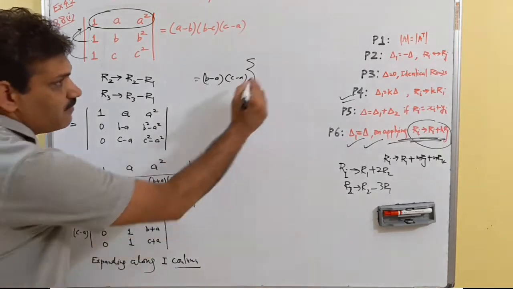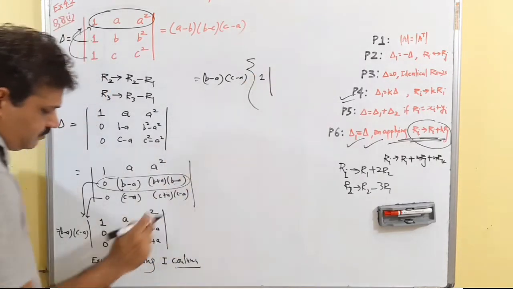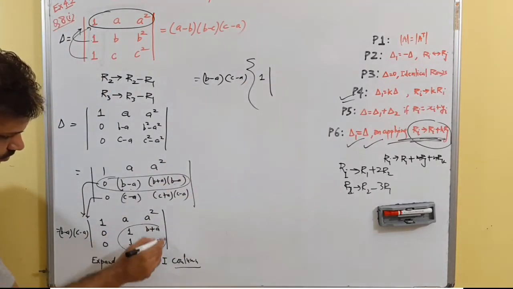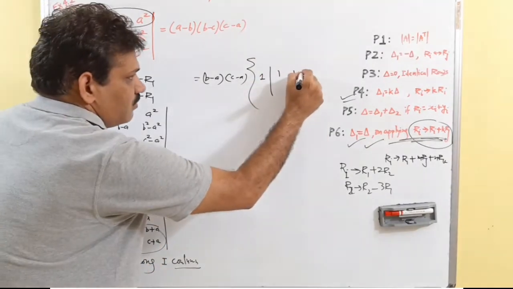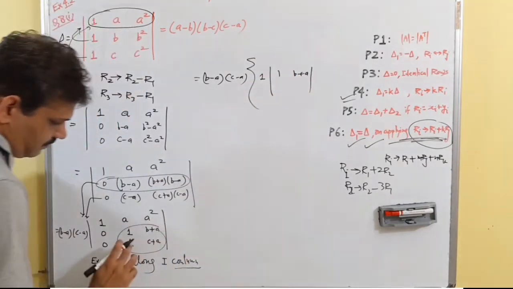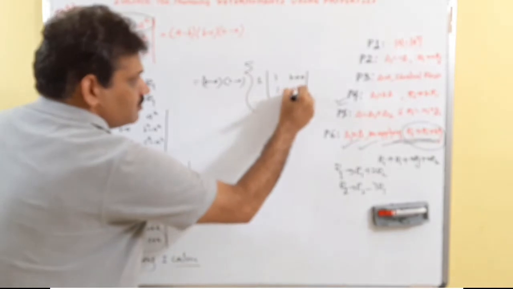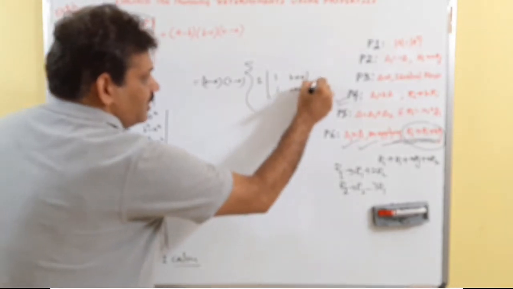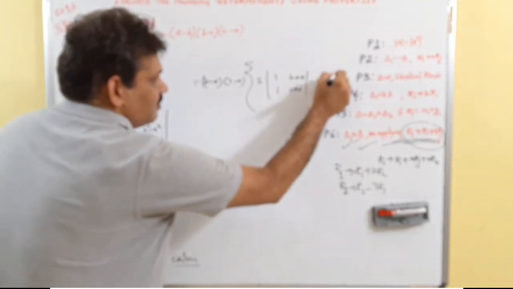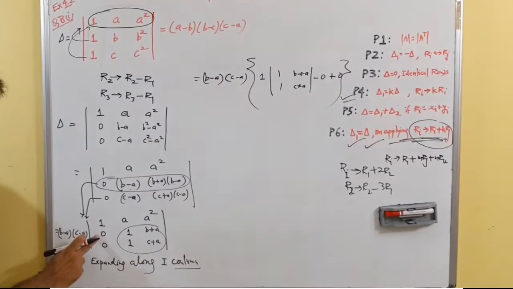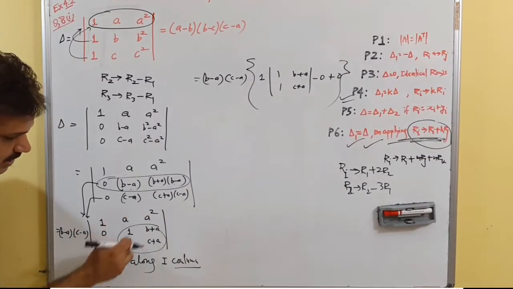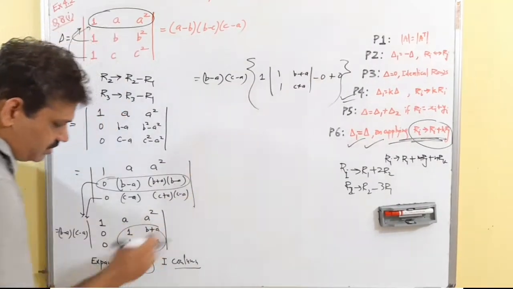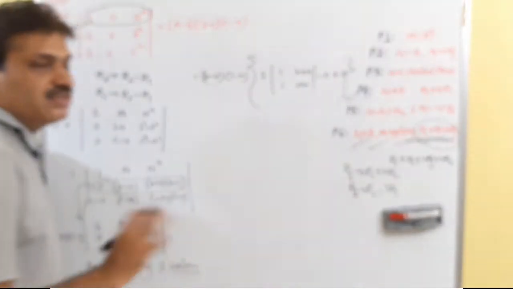So 1 into 1 b plus a, 1 c plus a, minus 0 times of something, that will give me 0, and 0 times of it. That is the beauty of the question.